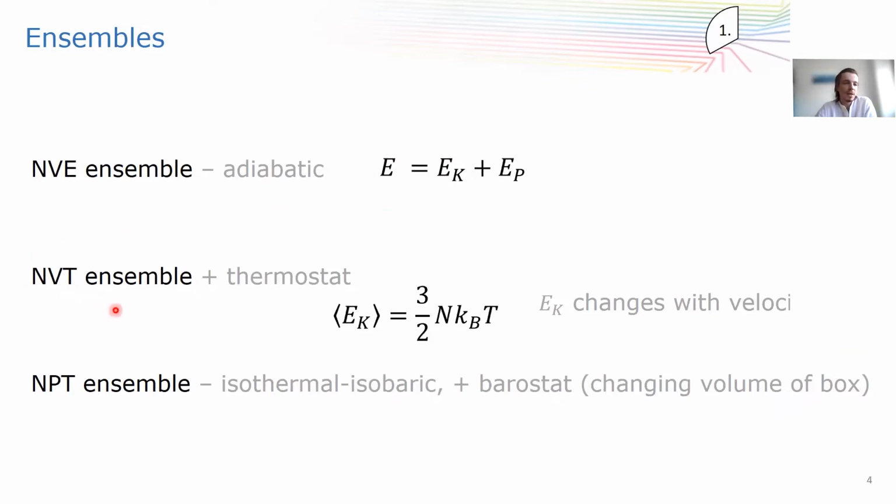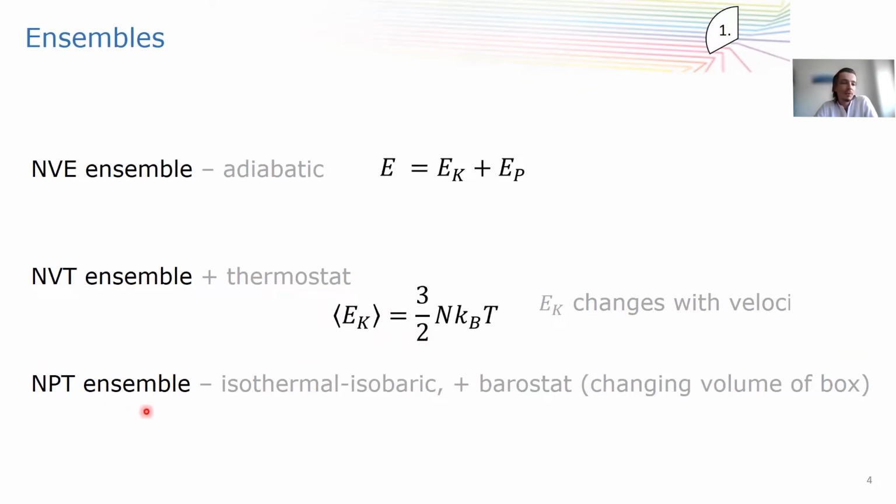Another example is the NVT ensemble, with constant number of particles, volume and temperature. Now we introduce a thermostat, and we allow exchange of energy with this thermostat for, say, endothermic and exothermic processes. The average kinetic energy is linked to temperature by this equation, but this is only the average energy, and the instantaneous kinetic energy can change with the velocities of our particles, of course.